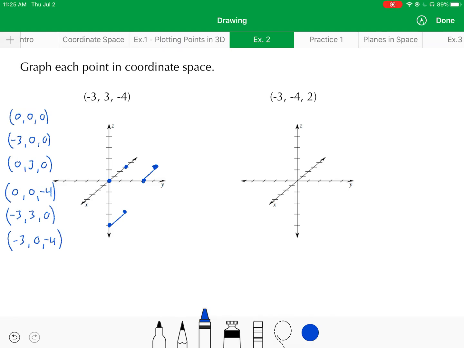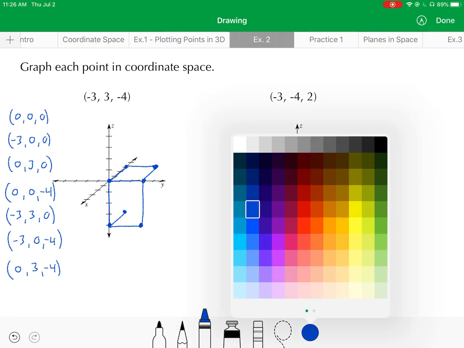And then finally, I'm going to plot 0, 3, -4. So from the origin, you're going to move 3 to the right and then 4 down. Places you right here. And connect those 2 points. See how that line's parallel with the z-axis. I connect these 2 points parallel with the y-axis, and then start connecting the rest of your points. Hopefully you can start to visualize this box being formed. And notice there's one final point that's missing to finish off the box, and that's the point that we're after.